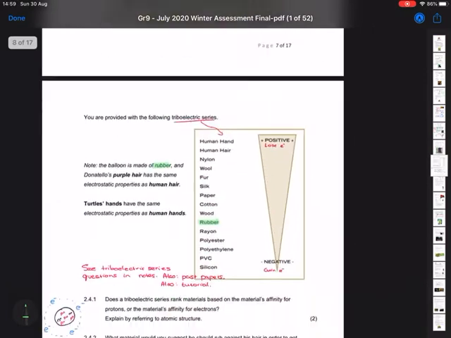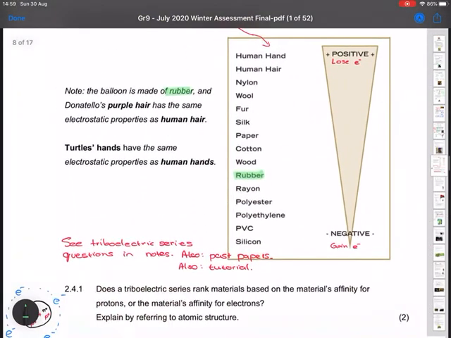You were given a triboelectric series if you needed to work that out. So there's the balloon, there's the hair. The hair would lose electrons. If it loses electrons, it would become positive, and whatever is negative would need to gain electrons to become negative. So hair would lose electrons to become positive. That's why hair is higher up on the triboelectric series. Here's rubber. Rubber is lower down, so it would gain electrons and become negative. If it's gaining electrons, electrons would have to go from the hair to the rubber.